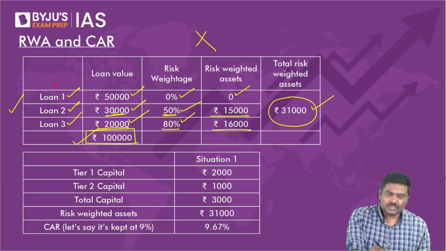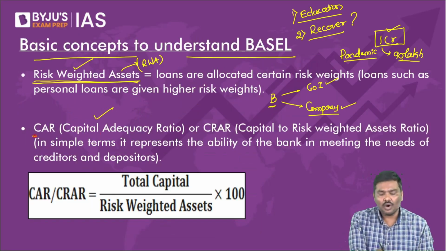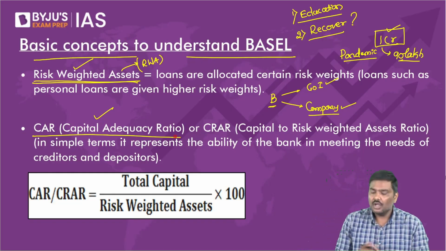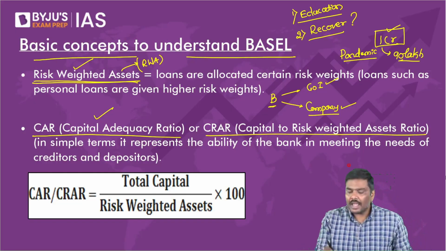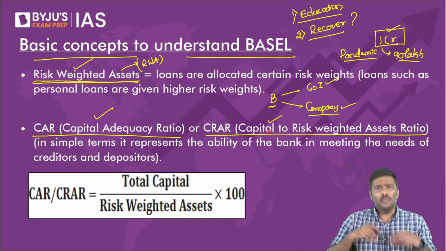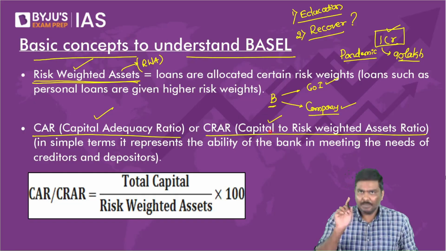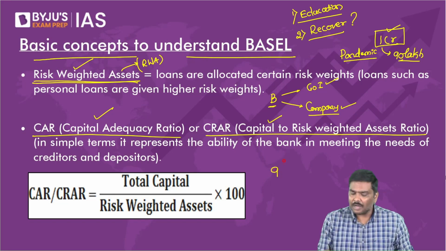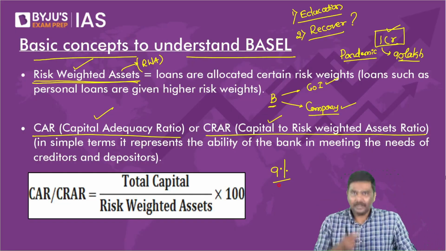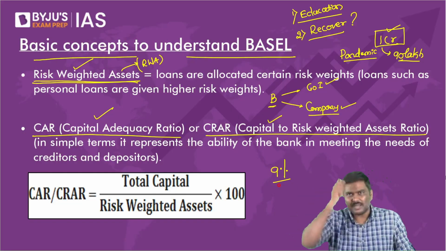Now, what is the use of this? Using all of this, we'll calculate one ratio called as capital adequacy ratio. CAR, capital adequacy ratio, or else another name for this is capital to risk weighted assets ratio, CRAR or CAR. What is the meaning of capital adequacy ratio? Let me show with a very simple example. Imagine for a bank, RBI will ask the bank to maintain capital adequacy ratio of 9%.